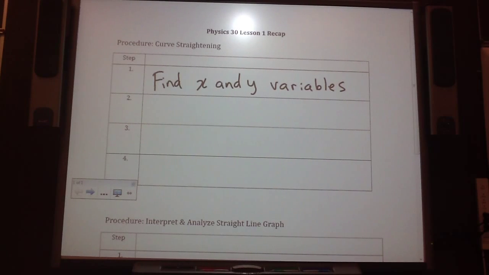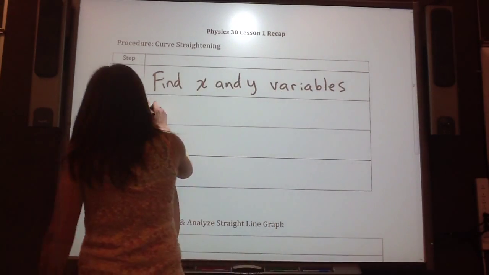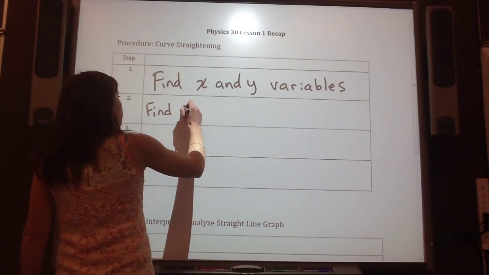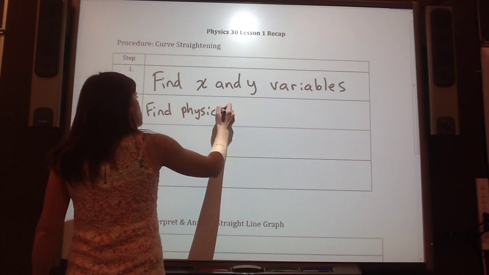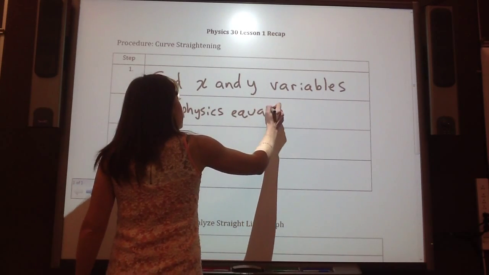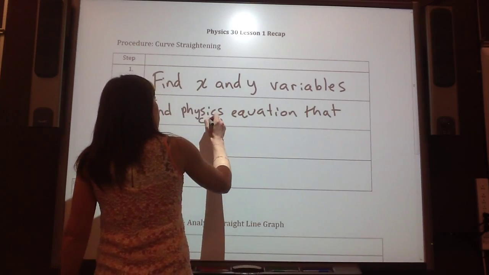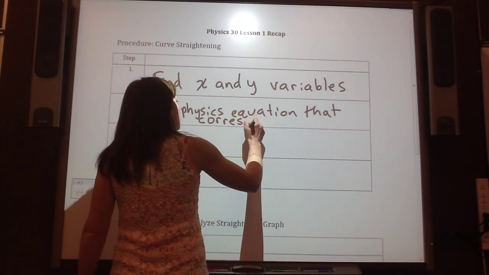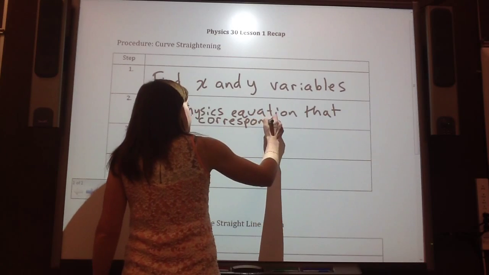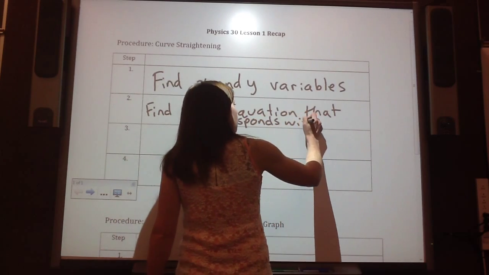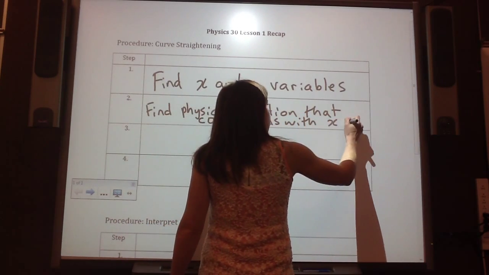Step 2. Find the physics equation that corresponds with those variables. Yes? That corresponds with x and y.